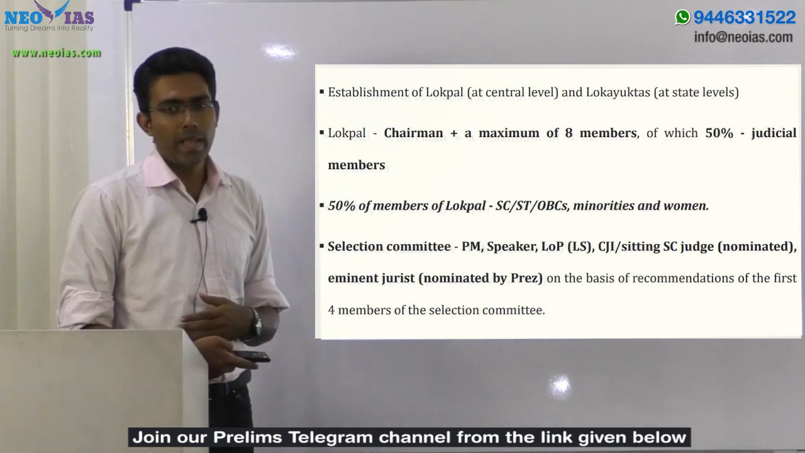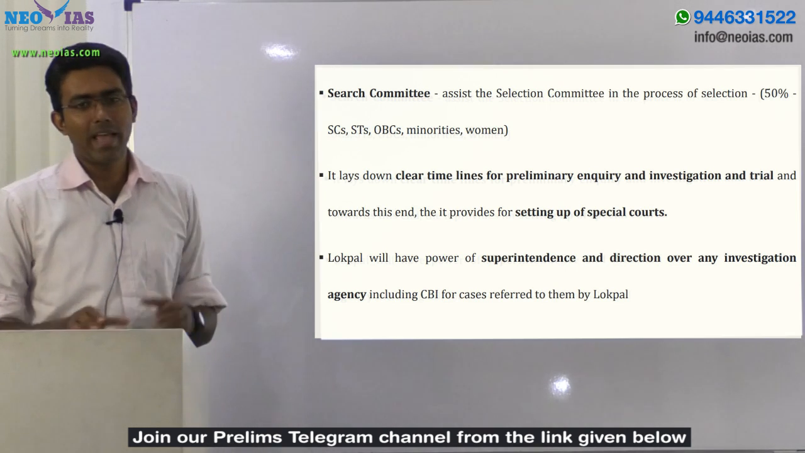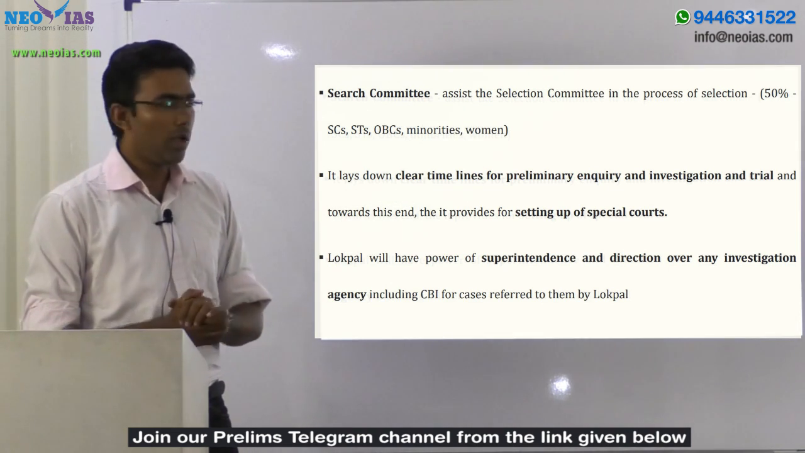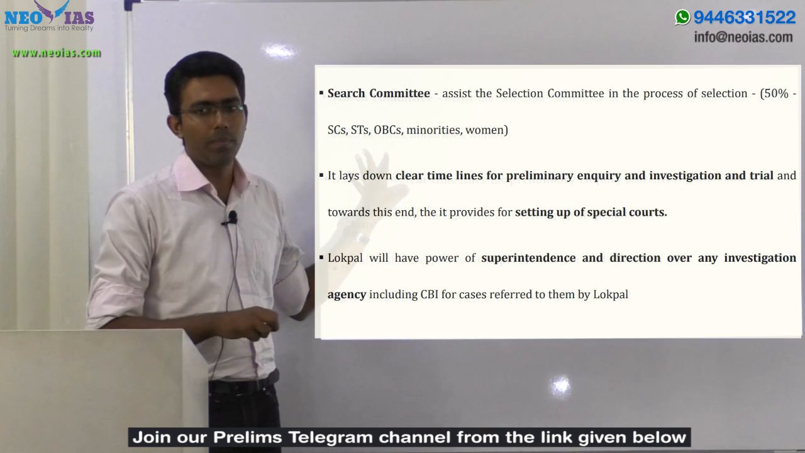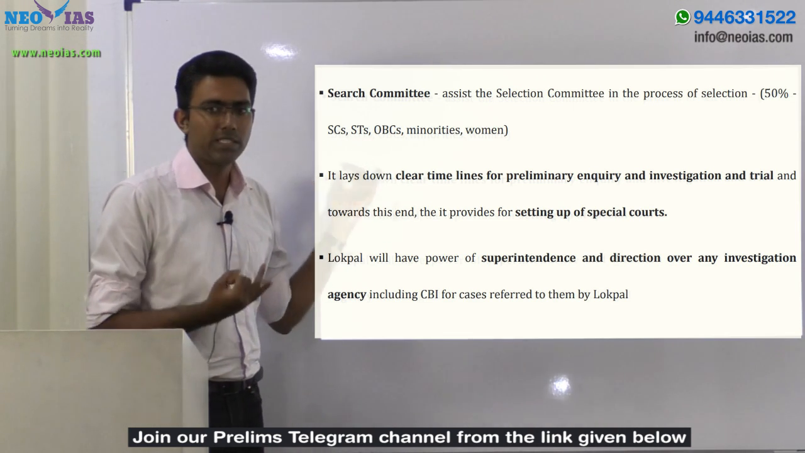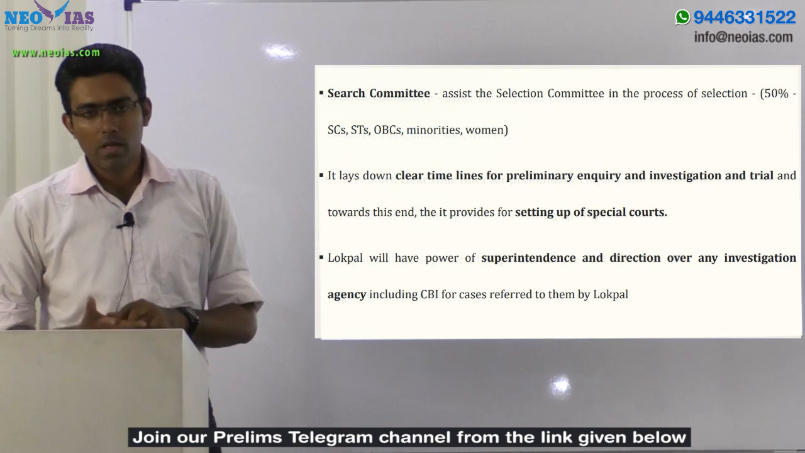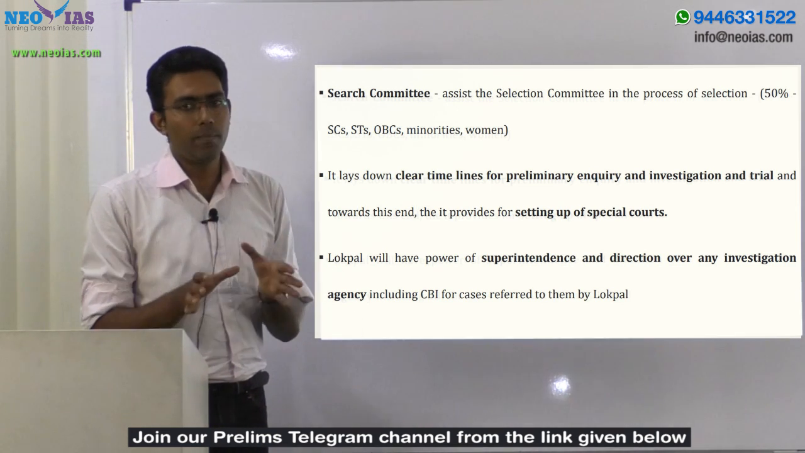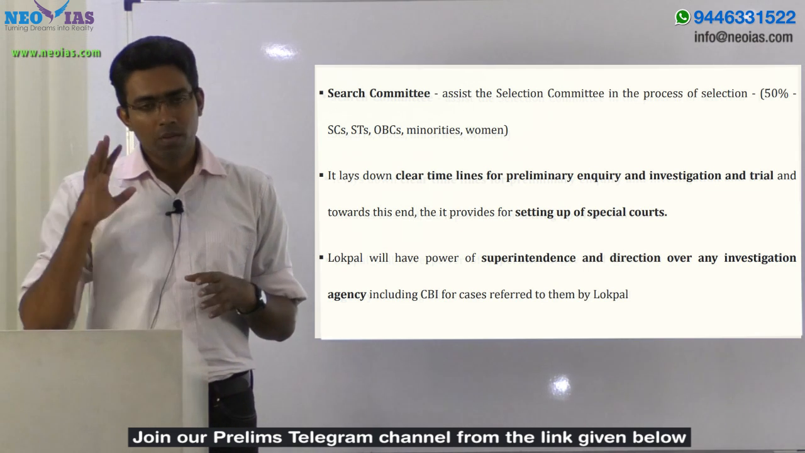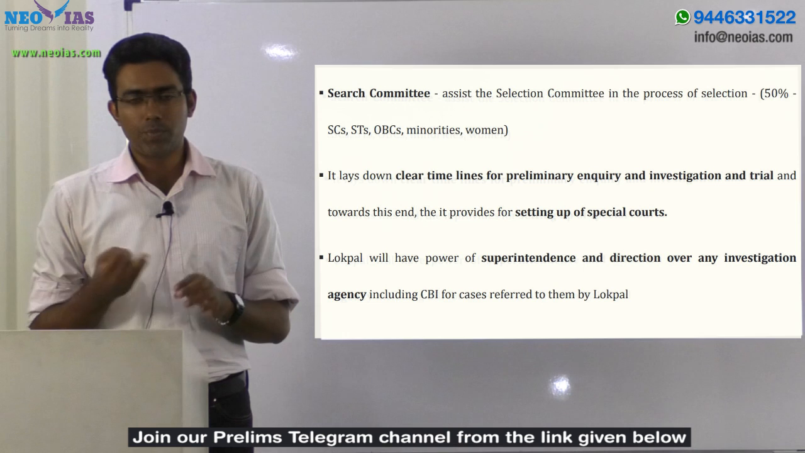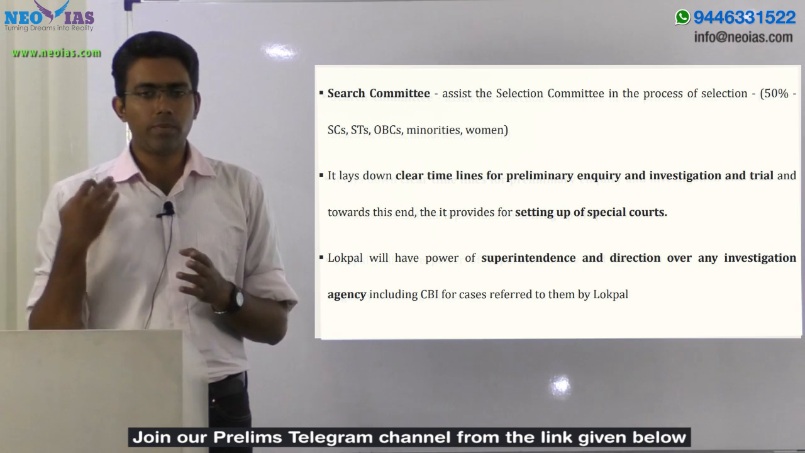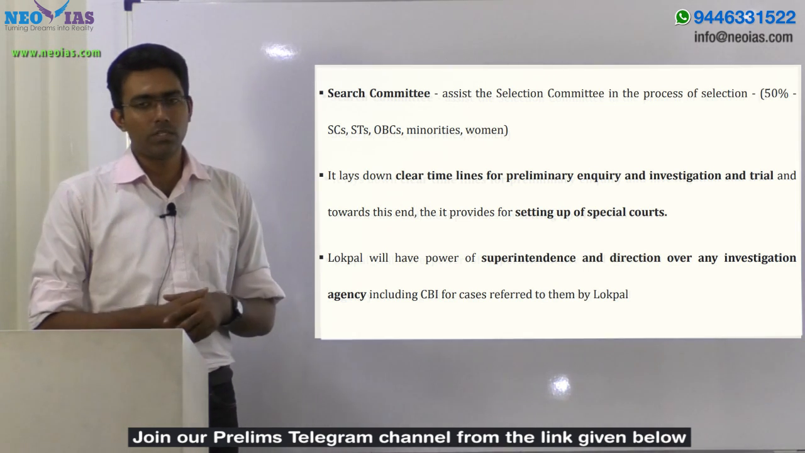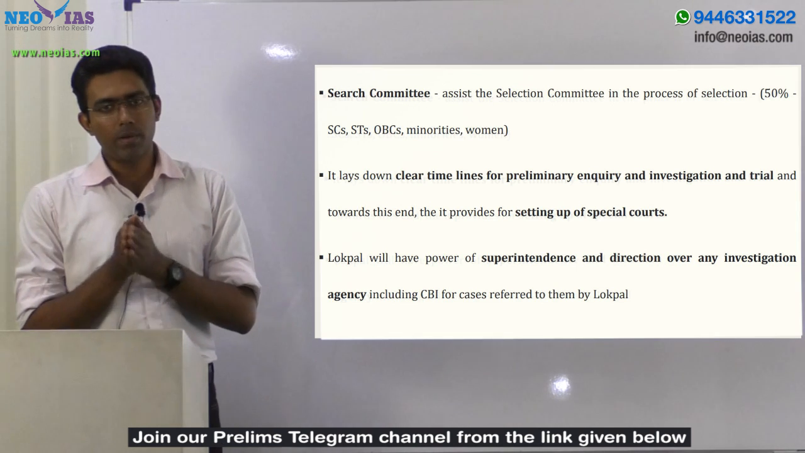To help the selection committee, a search committee has also been constituted, and it will assist the selection committee in the process of selection. In the search committee also, 50% of the members will consist of Scheduled Caste, Scheduled Tribe, Other Backward Classes, minorities as well as women. This 50% criterion is applicable to the search committee, but not to the selection committee. The selection committee will consist of 5 members: the Prime Minister, the Speaker of Lok Sabha, the Leader of Opposition of Lok Sabha, the Chief Justice of India or a Supreme Court judge nominated by the CJI, as well as a distinguished jurist.